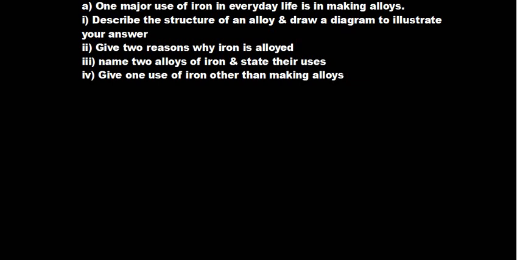Okay, so for the description of an alloy, I guess we just have to take the definition approach. We can simply say it's a combination of two or more metals. When you put two or more metals together, what you're going to get is an alloy. Or it's a combination of a metal and a non-metallic element. So it can either be a metal and a metal, or a non-metal and a metal. That's what you're going to get, an alloy.